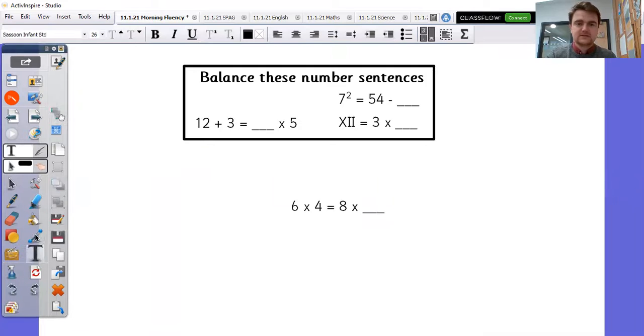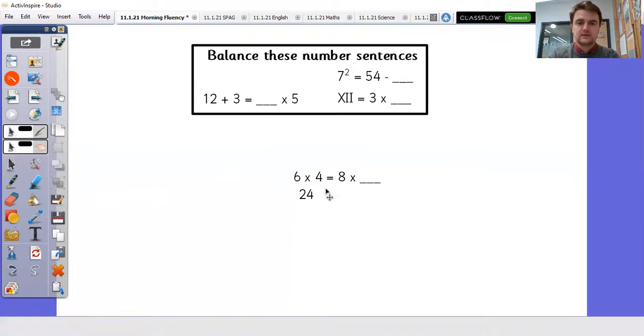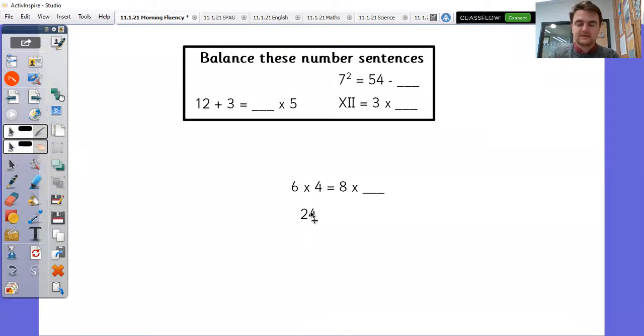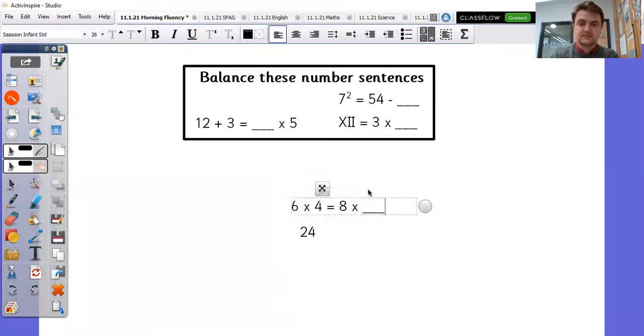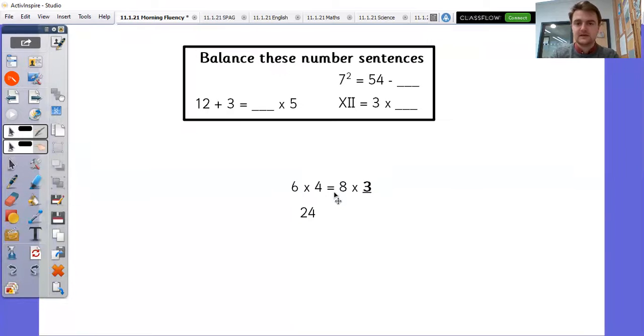So 6 times 4 is 6, 12, 18, 24, which means that the other side also needs to equal 24. Now, if I count up in 8s, I can see how many 8s it takes me. So 8, 16, 24. So my missing number has to be 3, because it needs to be equal on both sides. And this means that both sides are equivalent to 24.